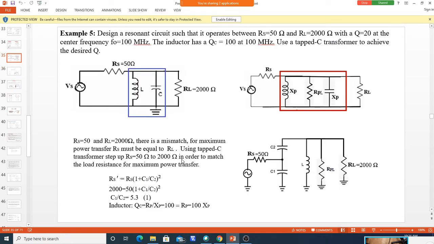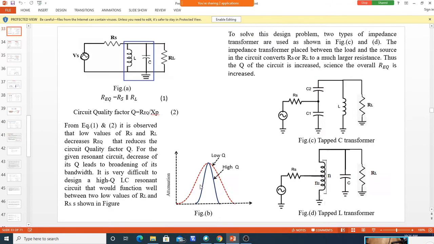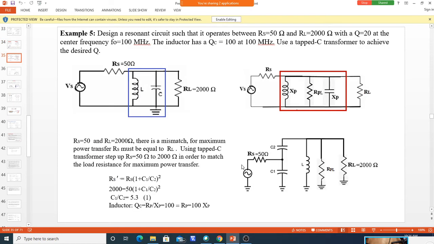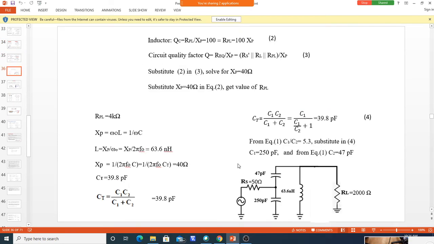Similarly, we can use a tapped L transformer also, to increase the input resistance using this equation. We will take an assignment for this tapped L transformer. I will give you that later.